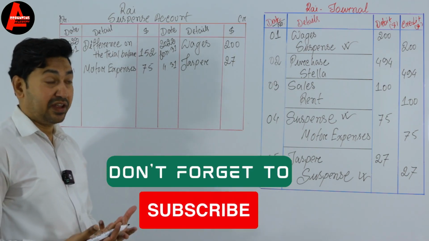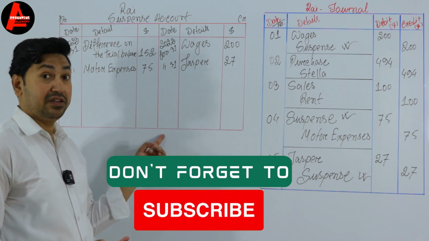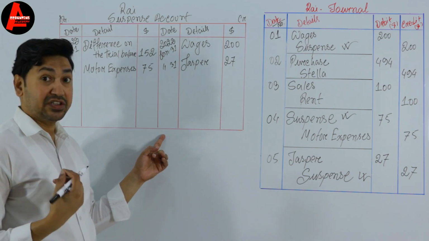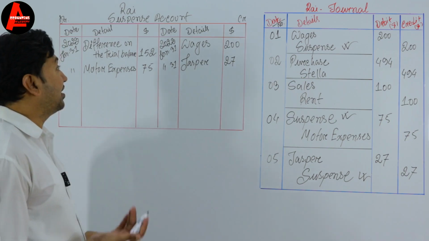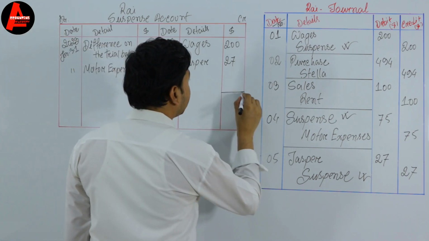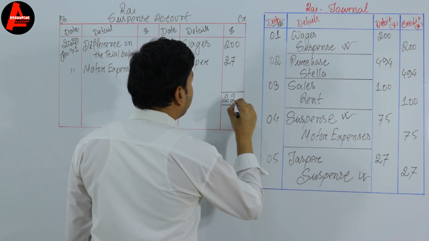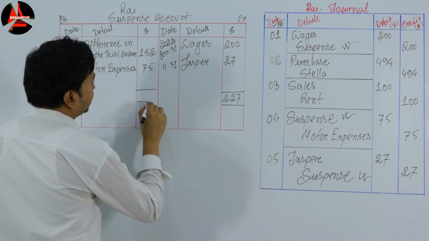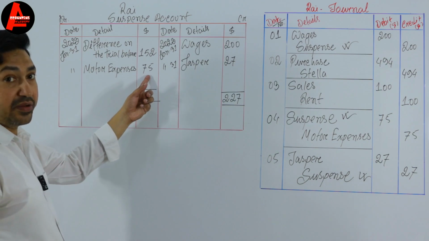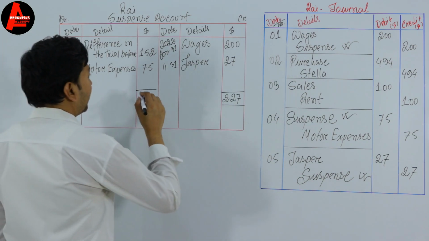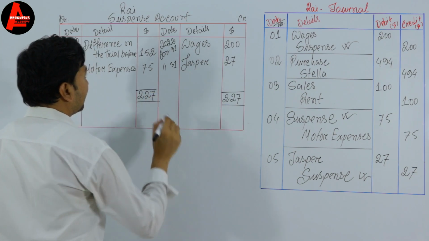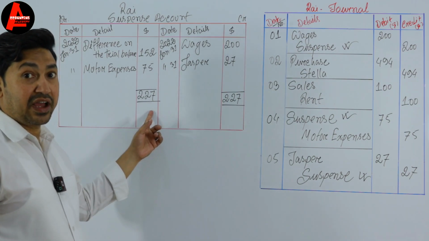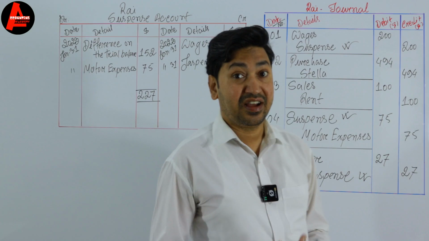Now what to do? Now we will check the balance. If this account is balanced, it means that there are no errors in the business. If it is not balancing, then we will think about it later. On the credit side, if we total, we see 227. Now if we sum up the debit side, 152 plus 75, also the same amount, 227. That means our suspense account is balanced. It means that there are no more errors in the business.